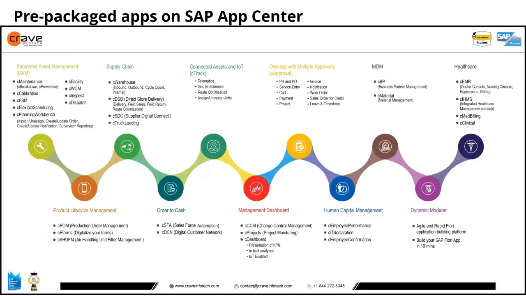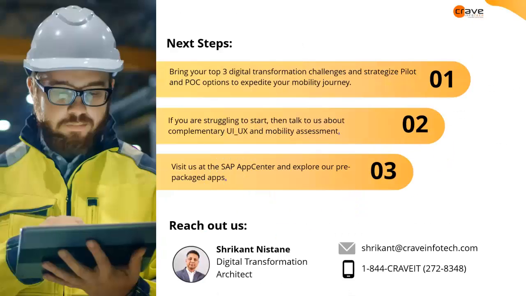Finally, today we only talked about EAM, Enterprise Asset Management. We have similar solutions for warehouse, direct store delivery, supplier digital connect, truck loading, and then production life cycle management. For pharma, we have a very demanding solution, air handling unit filter, and digitization of the e-logbook, Salesforce automation, digital customer network, change control management, project management, dashboard. So for any business unit you have, we have a solution for them. And they are all Fiori UI5 based, and they are ready to go.